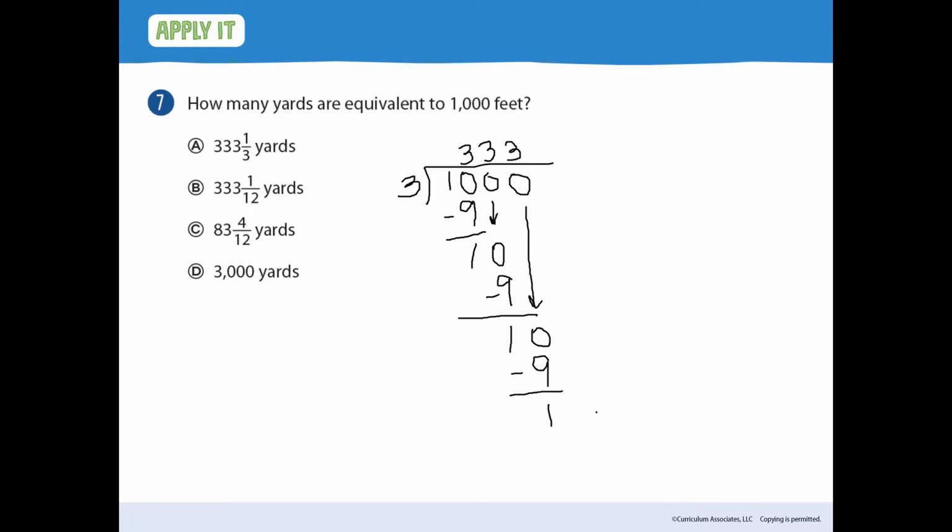I'm out of digits, and I see that these are all in fractions, so I'm going to make this into a fraction. I have 1 of my thirds left over. So that goes on the top, and then that 3 goes on the bottom. So I get 333 and 1/3 yards.